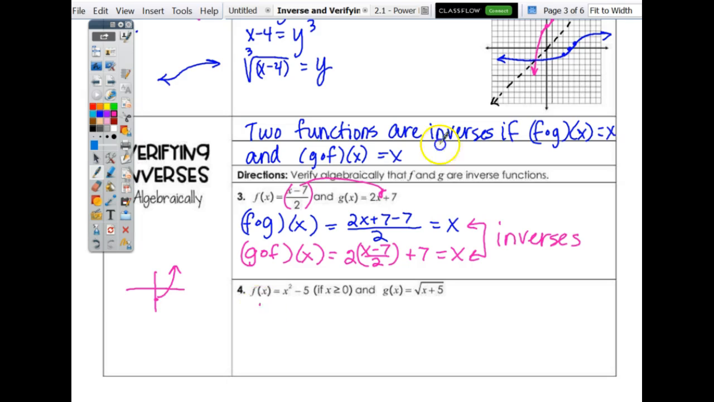So I'm going to do f of g of x. So this is going to go in for my x. What does the square do with the square root? They cancel, so that leaves me with x plus 5 minus 5. And these cancel, and it leaves me with x. So now let's do the other way.